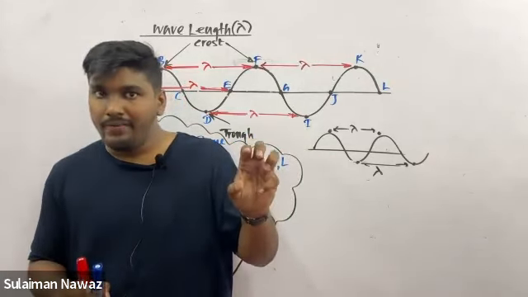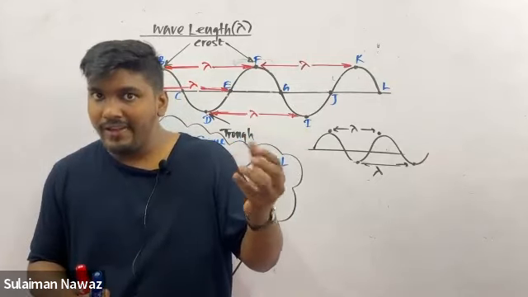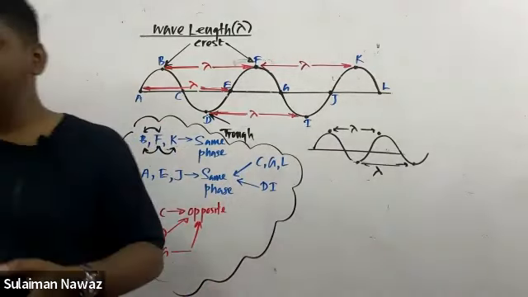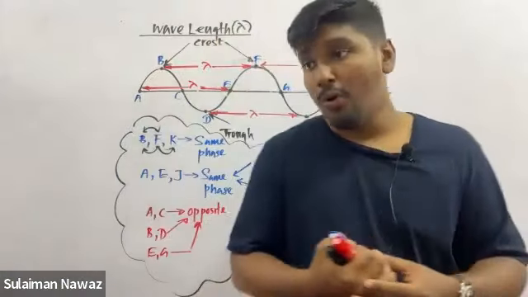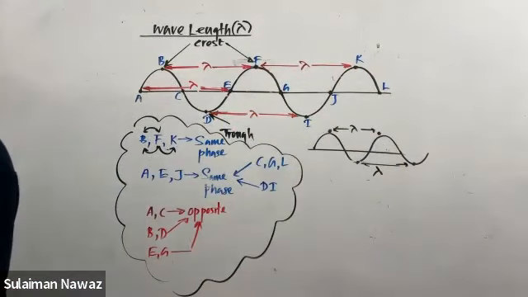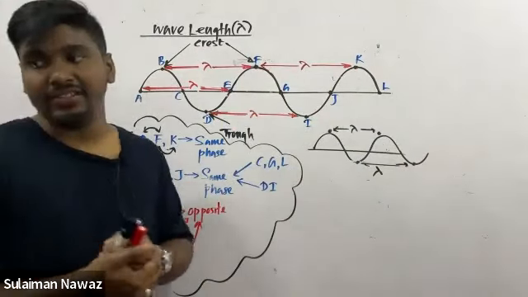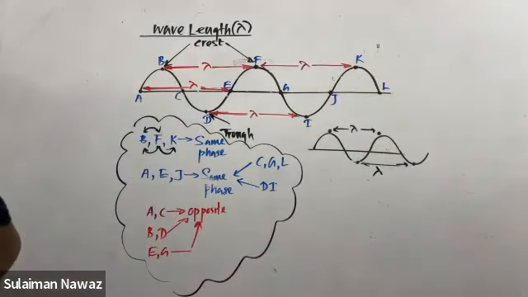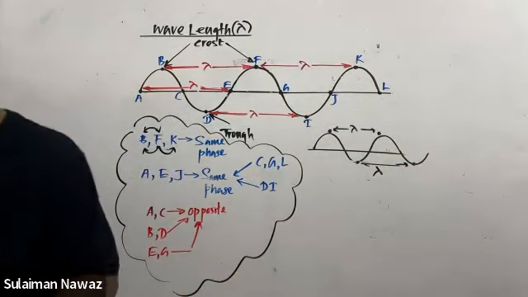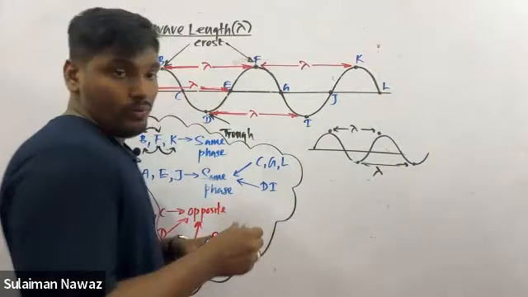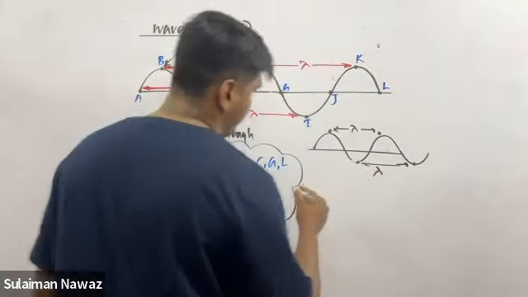Now, what about if we define wavelength considering longitudinal waves? Then we can write down: the distance between two consecutive compressions (inside the bracket) or rarefactions, close the bracket, is defined as wavelength. Right? In that case, now look at it.